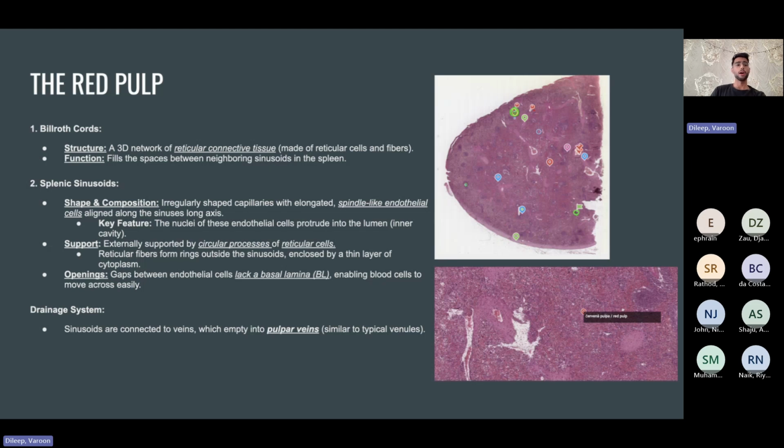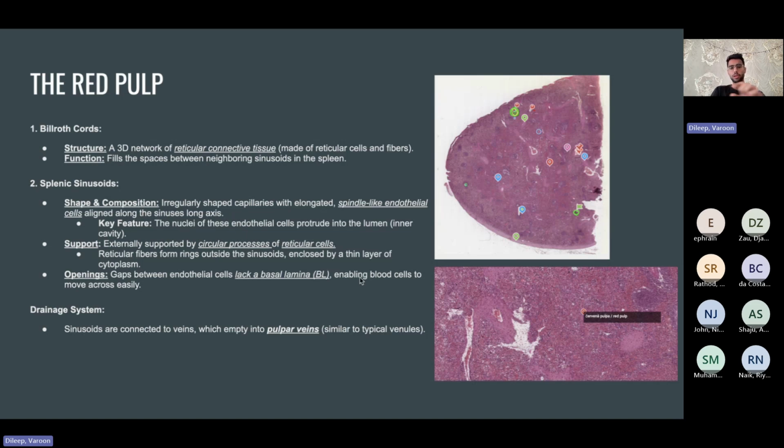Splenic sinusoids are irregularly shaped capillaries which have spindle-like endothelial cells. The nuclei of these endothelial cells protrude into the lumen, the inner cavity. They are externally supported by the circular processes of reticular cells, and there are gaps between the endothelial cells that make up these splenic sinusoids, which gives them a porous appearance, meaning their wall will have some gaps.